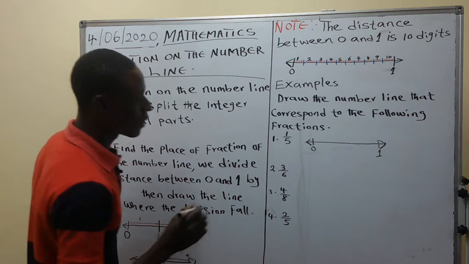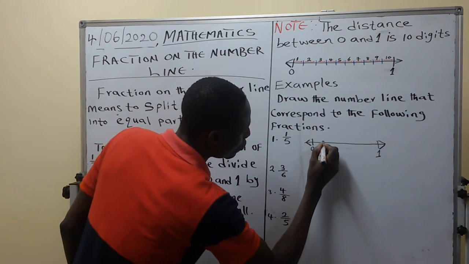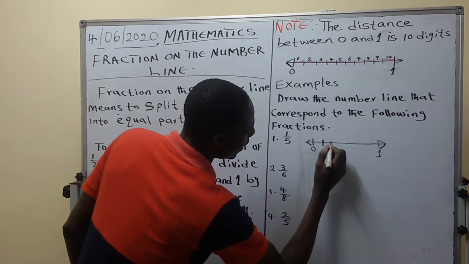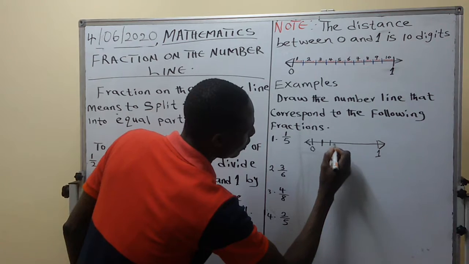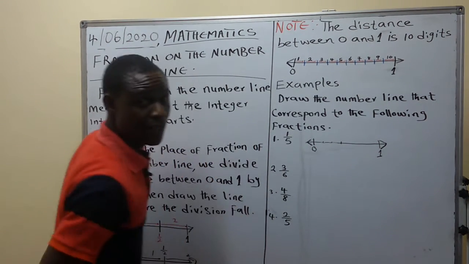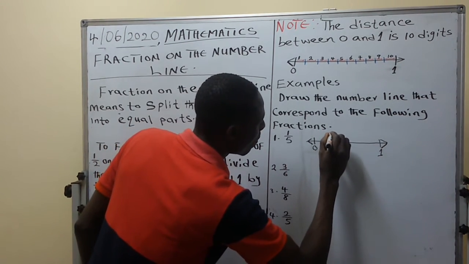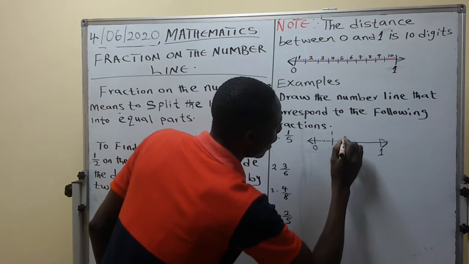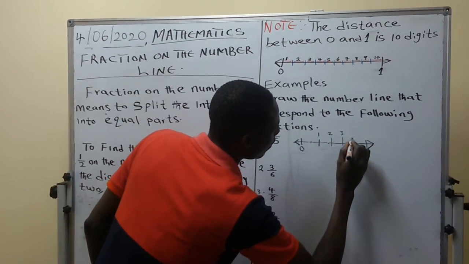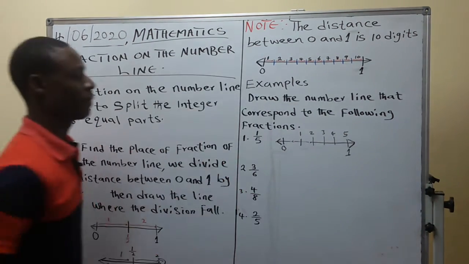Now, let's divide it. From here to this place, let's say is 1 now. You move from here, you take the second step. Let's do it again. From 0 to this place, 1. Now, 2, 3, 4, and 5 will be here.